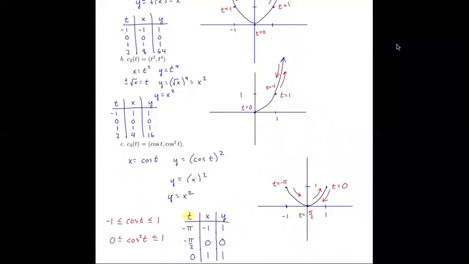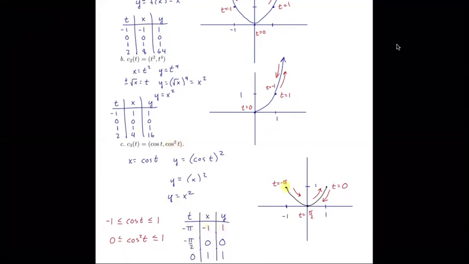Let's use some common values for our t values, for our angle values is what we're thinking about. So negative pi over 2, 0, then pi over 2, positive pi, and let's just see what happens with this curve here. So at negative pi, cosine of negative pi is -1. Well, cosine of pi is -1 as well. But anyway, cosine negative pi is -1. Cosine squared of negative pi is -1 squared. So we have -1, 1.